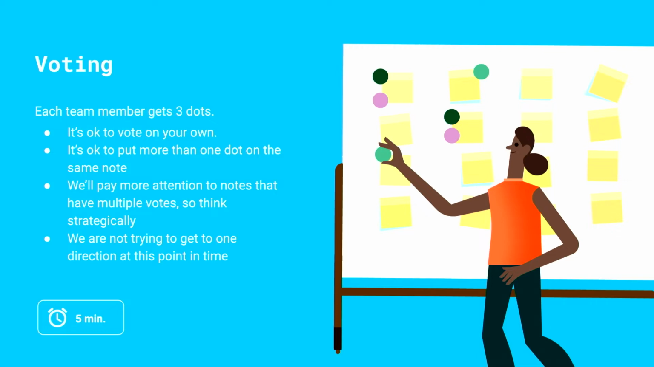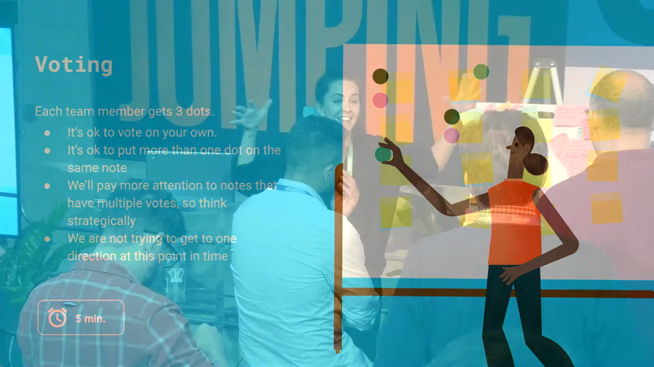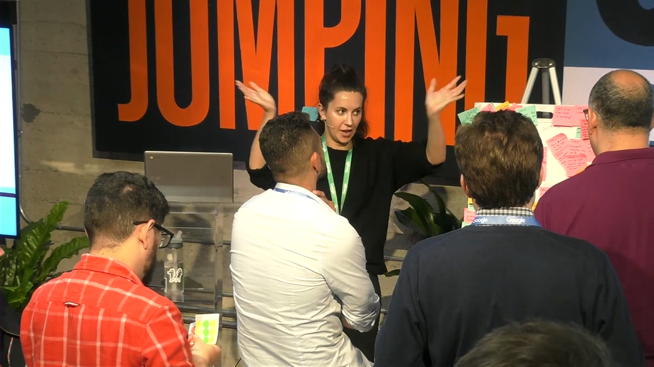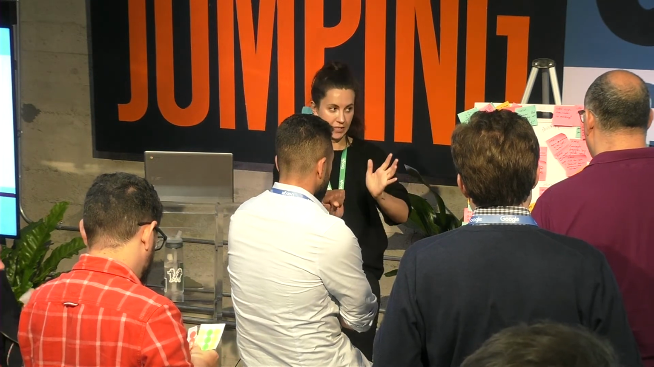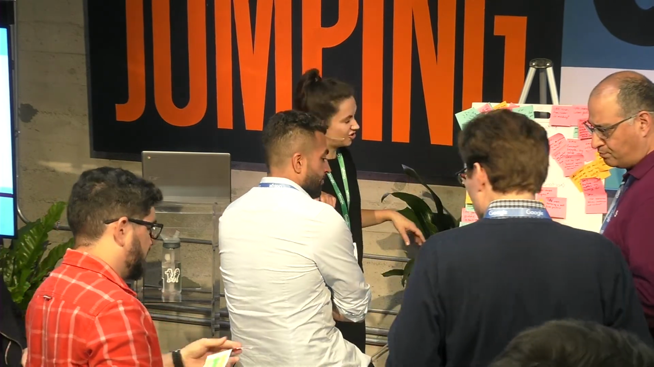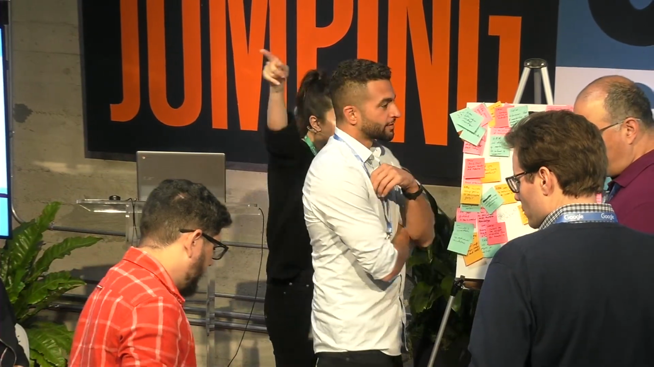And most importantly, we're not trying to get in one direction at this point in time. So we're not picking a winner here. We're still in the understand phase, the first phase of a design sprint. So we're just starting to narrow down the opportunities that we want to tackle. Cool? All right, 3 votes, 3 minutes, go.